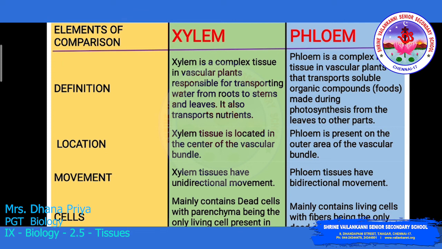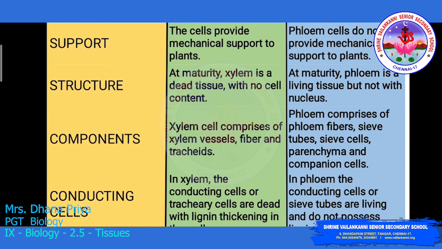Cells: xylem mainly contains dead cells, with parenchyma being the only living cells present in xylem. And phloem mainly contains living cells with fibers. Support: the xylem cells provide mechanical support to the plant. The phloem cells do not provide mechanical support to the plant. Please make a note. Structure: at maturity, xylem is a dead tissue with no cell content. At maturity, the phloem is a living tissue but without a nucleus. Components: xylem comprises xylem fibers, xylem vessels and tracheids. Phloem comprises phloem fibers, sieve tubes, sieve cells, parenchyma and companion cells.